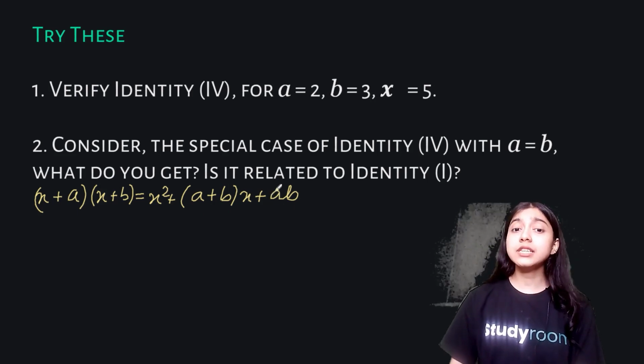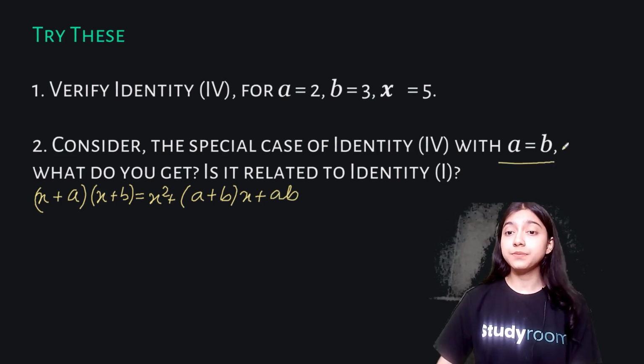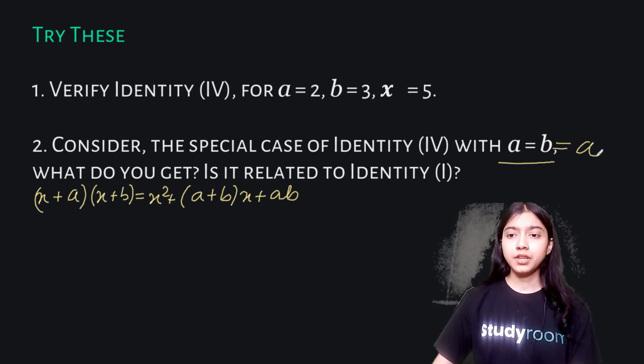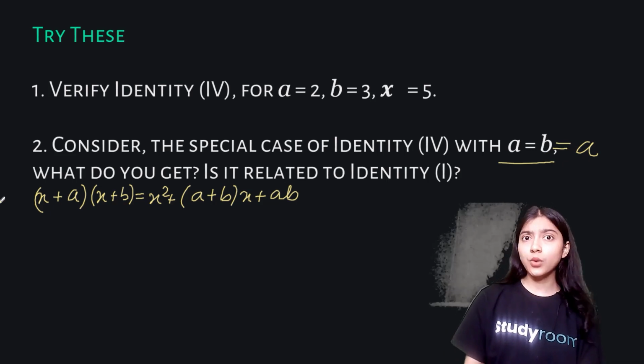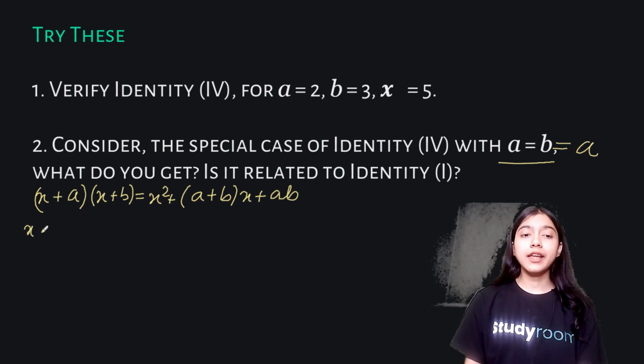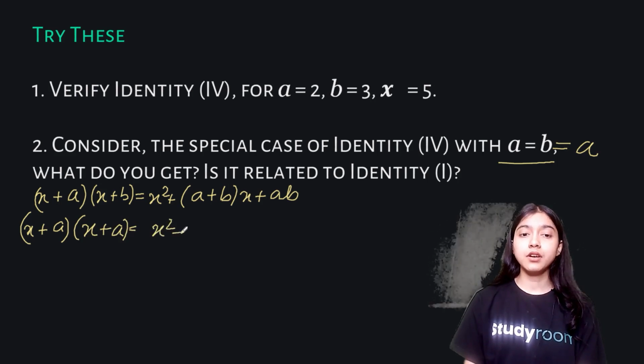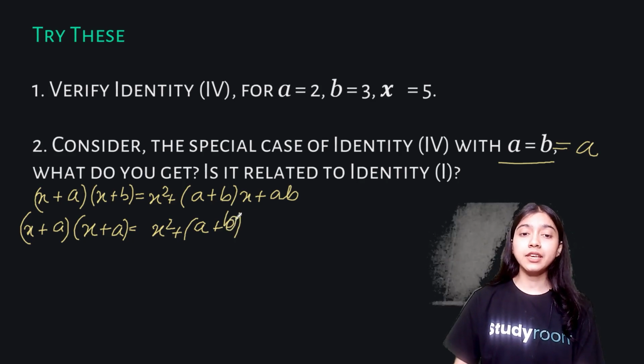Now what happens if I take a plus b, let's say equals to a? That means I'll write a as a and b also as a. Now let us see what happens. So I'll write x plus a in place of a, but in place of b again I'll write a. So I'll write x plus a. Over here I'll write x². Now I write a in place of a, but in place of b I'll put a again because a is equal to b. So I'll be writing a over here again, and then I'll write x.